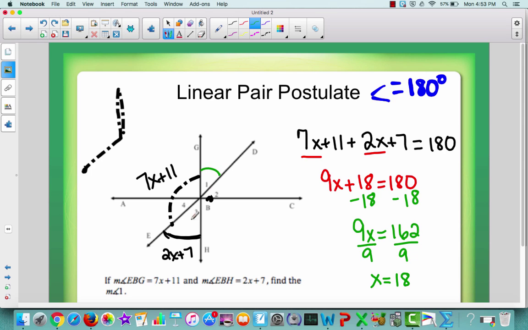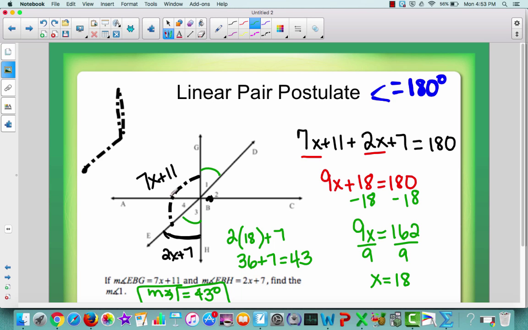Angle 1 and angle 3 are actually vertical angles. So we know that vertical angles are equal. So if I can find the measure of angle 3, then I'll have the measure of angle 1. So I'm going to do 2 times 18 plus 7. So 2 times 18 is 36. 36 plus 7 equals 43. So the measure of angle 1 is equal to 43 degrees. And there is my answer.